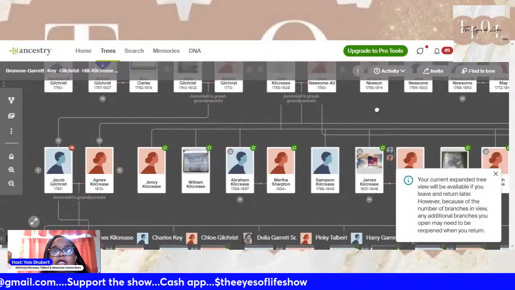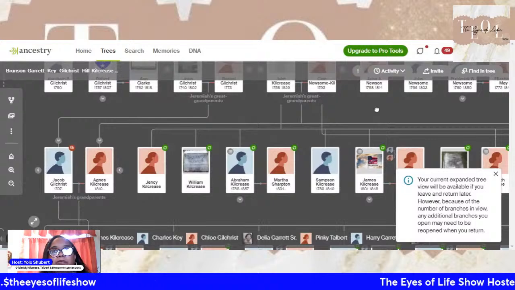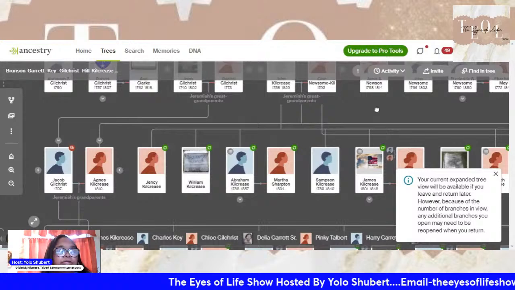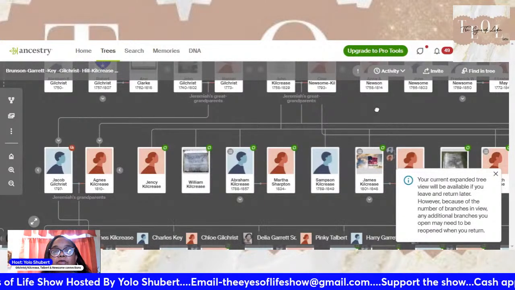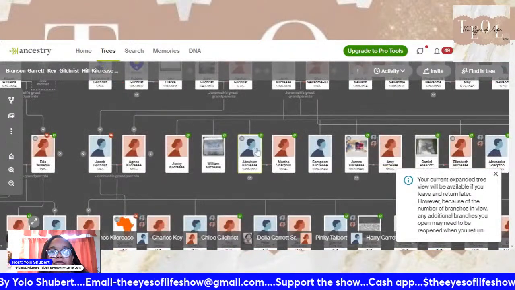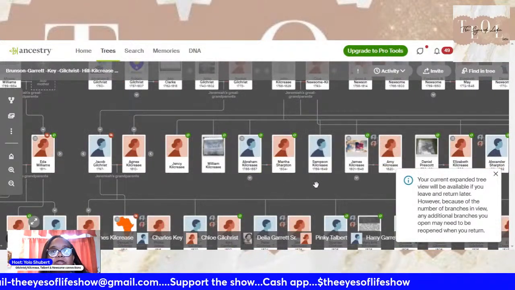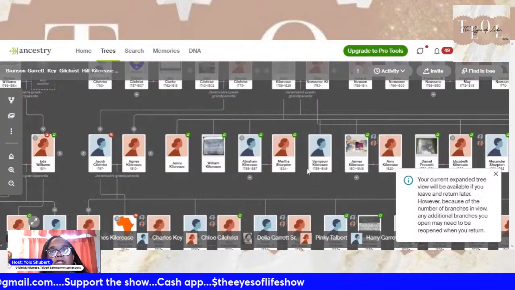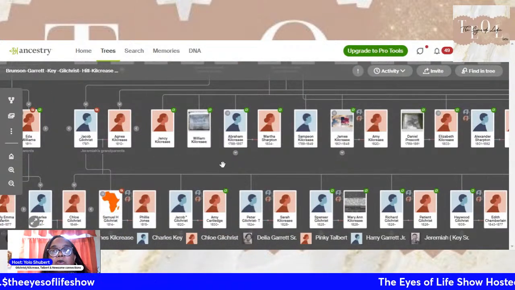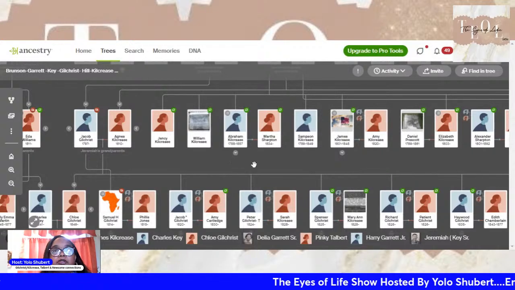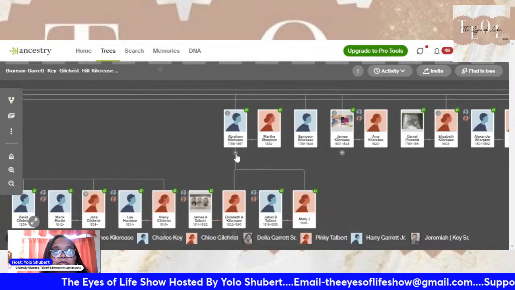John had a son named Abram, and Abram's daughter married the Talbert. So when she married a Talbert, now when John passes away, his slaves go to her. And that's why the Talberts and the Gilchrists become connected.